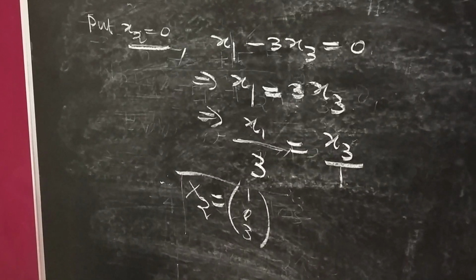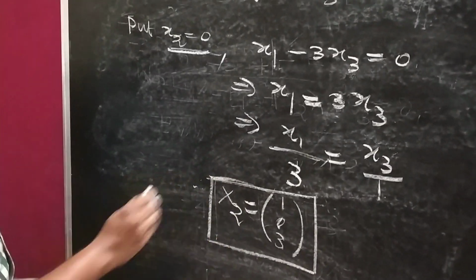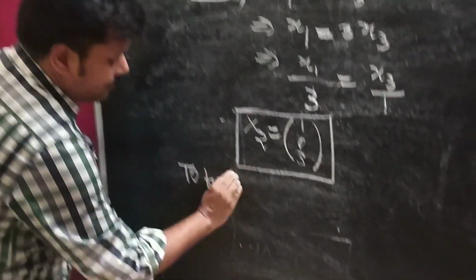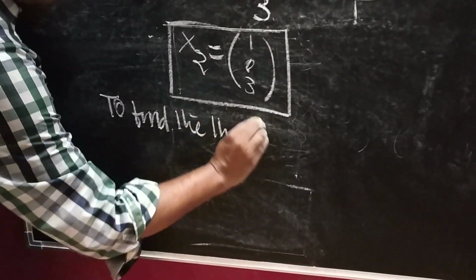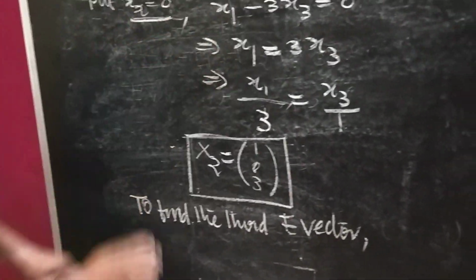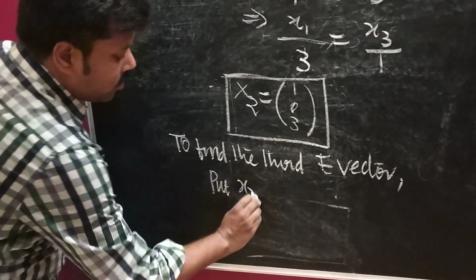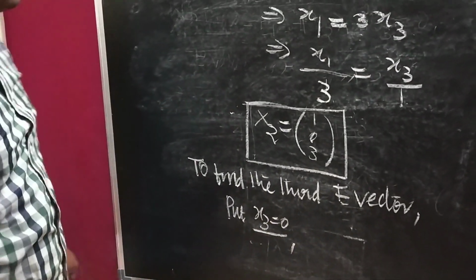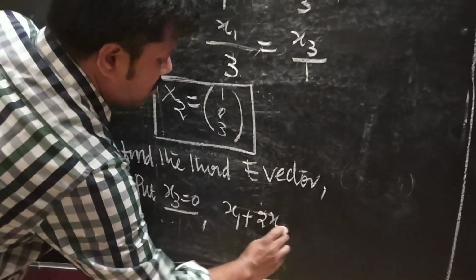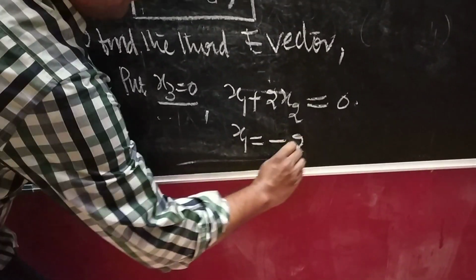So the third eigenvector. To find the third eigenvector, put any one of the variables 0. We already substituted x2 equal to 0, so put x3 equal to 0 or x1 equal to 0, any one. So put x3 equal to 0. The equation reduces to x1 plus 2x2 equal to 0. So x1 equal to minus 2x2.